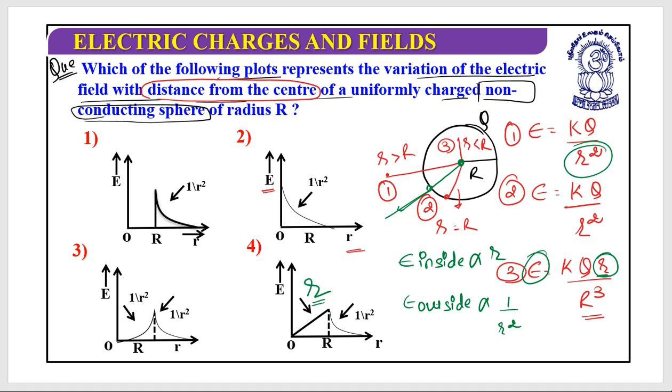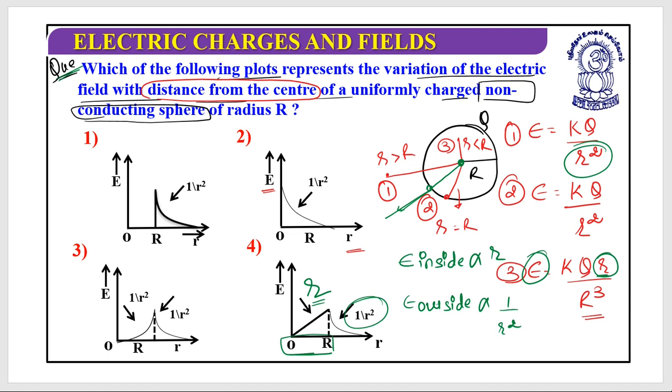E is directly proportional to r up to when you have not crossed your radius. And as you have crossed your radius, it is 1 by r square. So are you done with this? Are you sure? Okay. So this question has been done.